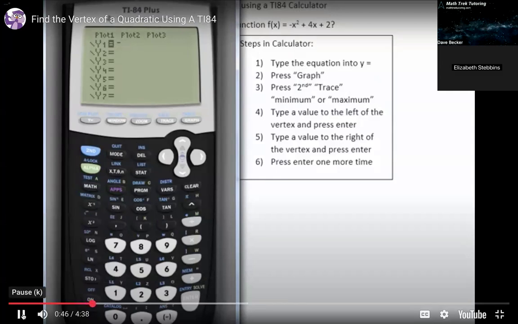The X button is right next to the green alpha. Squared, I hit the exponent button, which is above the divide button, hit the 2. Then I press the right arrow key to get out of the exponent, plus 4x, x again next to the green alpha, plus 2. Once we've typed it out, our second step is to hit graph. So we hit graph.